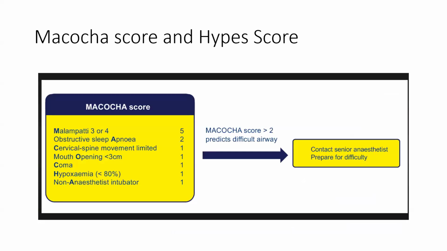About MACOCHA score. In the MACOCHA score, M stands for Mallampati 3 and 4, total score allotted is 5. Obstructive sleep apnea 2. Cervical spine movement limited 1. Mouth opening less than 3 cm 1. Coma 1. Hypoxemia less than 80 1. Non-anesthetist intubator 1. If MACOCHA score is more than or equal to 2, then that predicts the difficult airway and we need to call for the senior anesthetist for managing the situation.